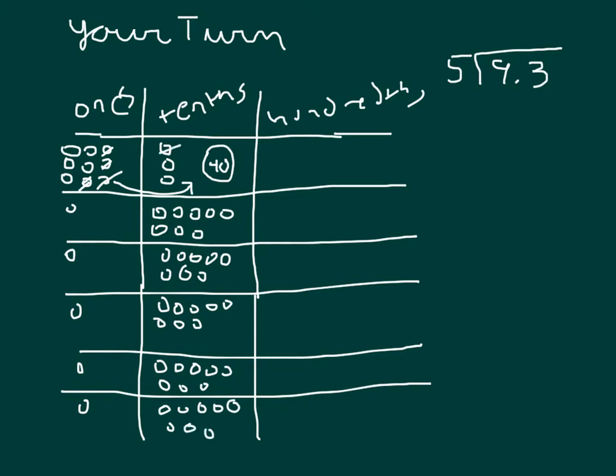Take these 3, and regroup over to the hundredths. And again, now this is 30 hundredths. Going to draw out 30 of them, divide it by 5, you actually get 6 in there.